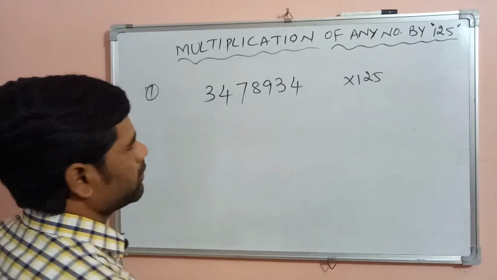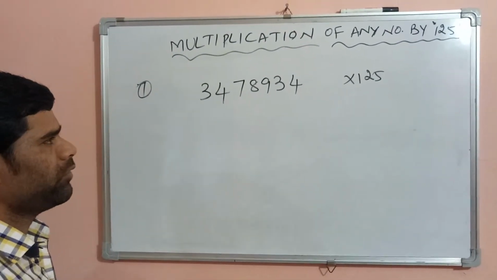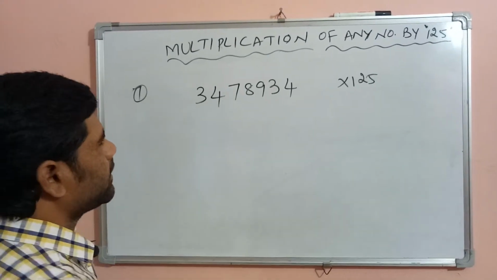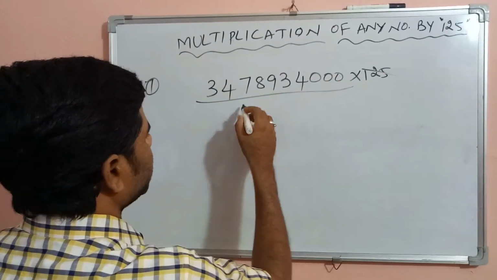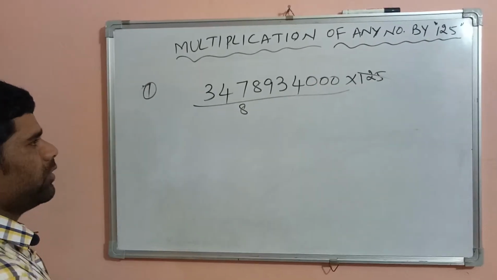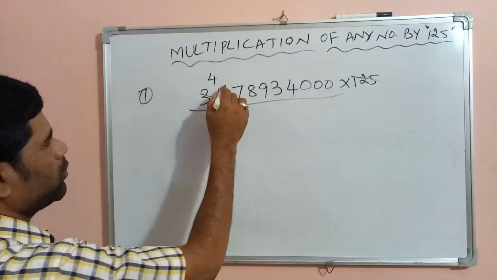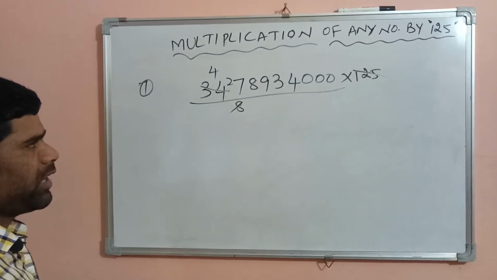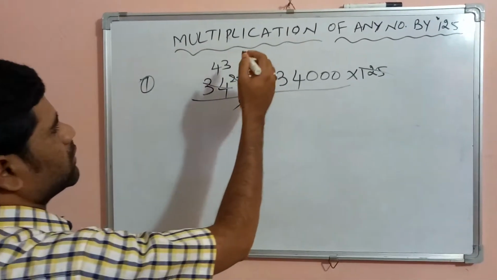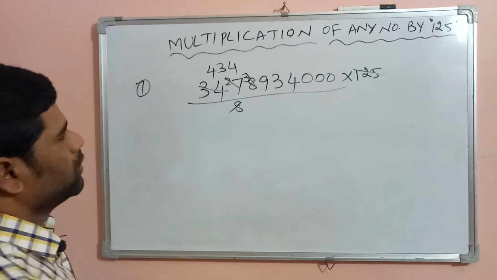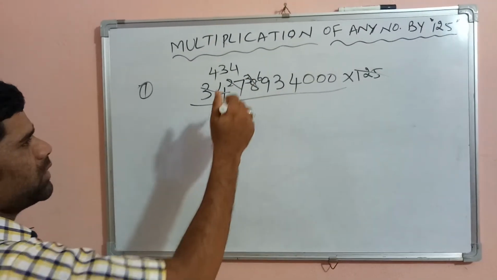3478934 into 125 is equal to how much? In less than 10 seconds we can say the answer for this one. Just cut this and write 3 zeros divided by 8. Now 8 table. 8 goes in 34 4 times, 32, then 2. Now 8 goes in 27 how many times? 3 times. 8 3s are 24, 3 is the remainder. Now 8 goes in 38 4 times, that is 32, and remainder is 6. So the number becomes 69.